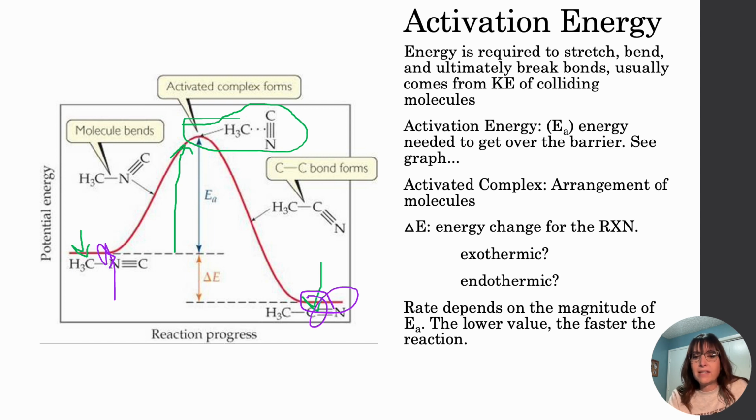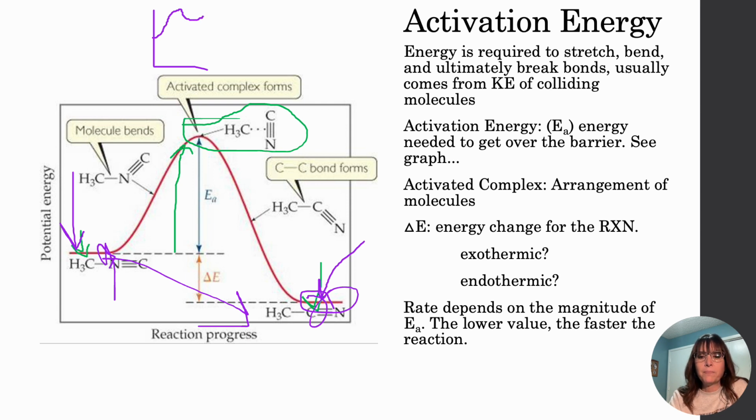So how do you know if it's exothermic or endothermic? Well, you need to look at the change in energy. And remember, we always do final minus initial. Well, don't we end lower than we started? Isn't it losing energy? Exothermic. So in endothermic, it's going to look something like this. You're going to have that hill, but then you're going to end higher than you started.